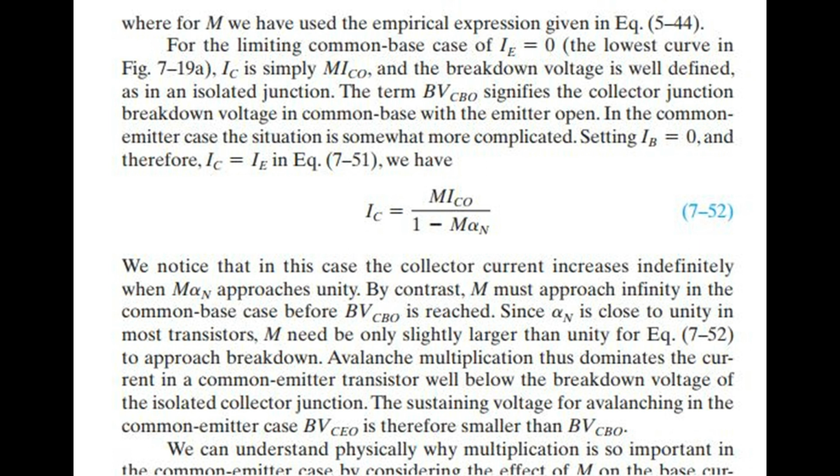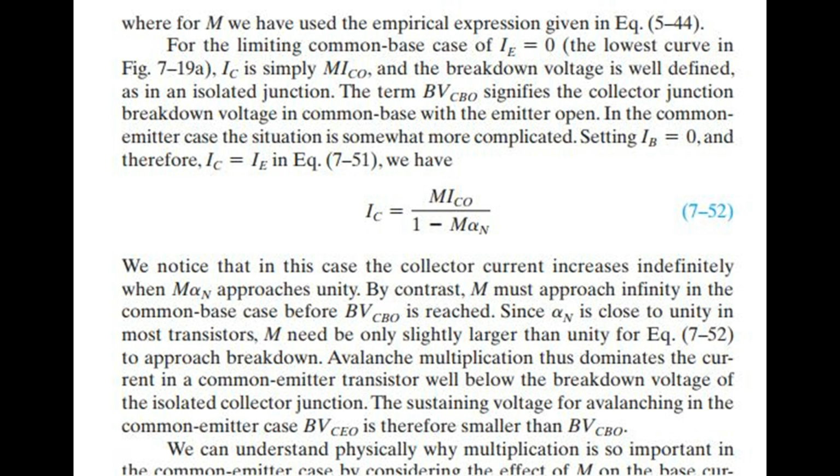For the limiting common base case of IE equals 0, the lowest curve in Fig. 7.19a, IC is simply M ICO, and the breakdown voltage is well defined, as in an isolated junction. The term BVCBO signifies the collector junction breakdown voltage in common base with the emitter open. In the common emitter case the situation is somewhat more complicated. Setting IB equals 0, and therefore IC equal to IE in Eq. 7-51, we notice that in this case the collector current increases indefinitely when MA approaches unity. By contrast, M must approach infinity in the common base case before BVCBO is reached.